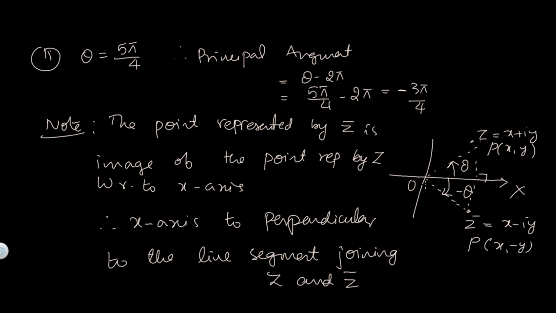The given complex number is x plus iy, so it has the point x comma y, and the angle made by OP bar is theta. In a similar way, z bar, the conjugate of the complex number, lies in the fourth quadrant, so that is x comma minus y. The angle made by this is obviously minus theta. Joining z and z bar, the x-axis is always perpendicular to the line segment joining z and z bar.